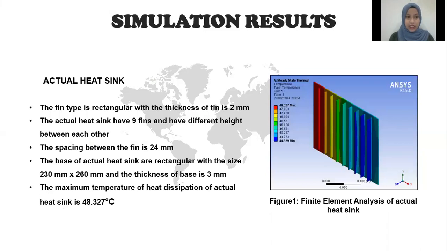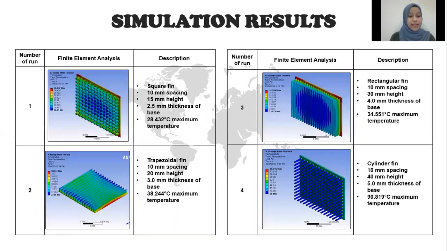For the simulation result, the fin type of the actual heat sink is rectangular with the thickness of fin 2 mm. The actual heat sink has 9 fins and different heights between each other. The spacing between the fins is 24 mm. The base of the actual heat sink is rectangular with the size 230 mm times 260 mm and the thickness of base is 3 mm. The maximum temperature of the actual heat sink is 48.327 degrees Celsius.